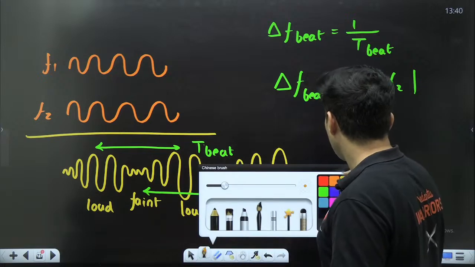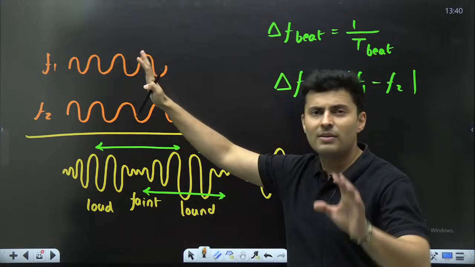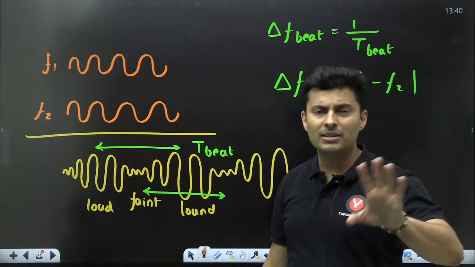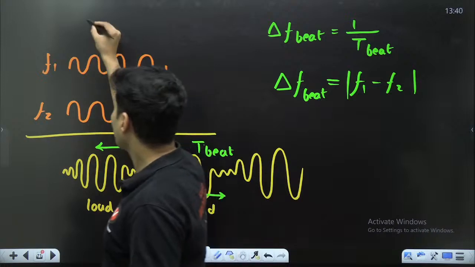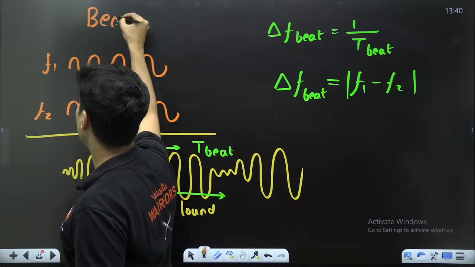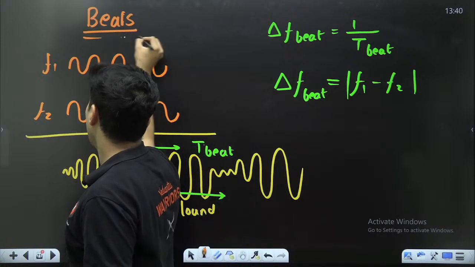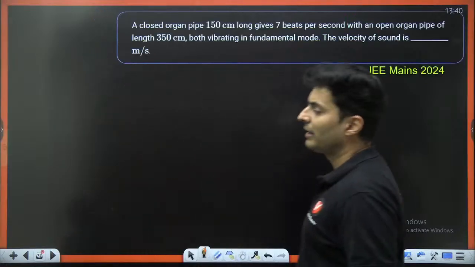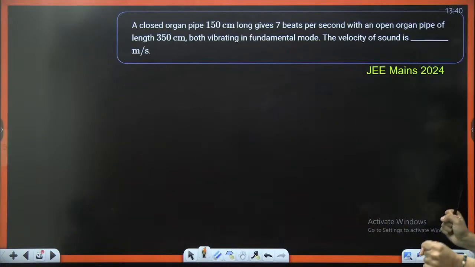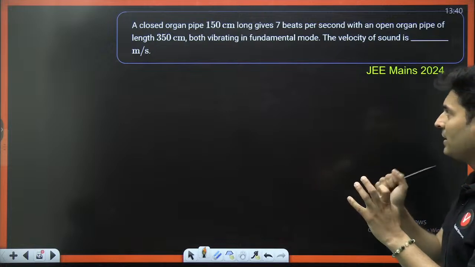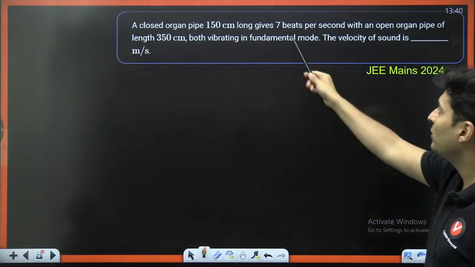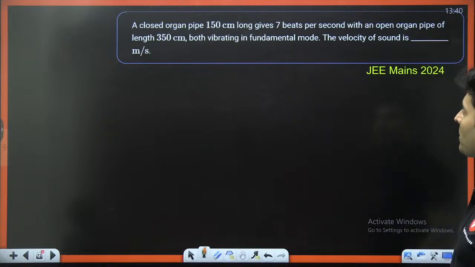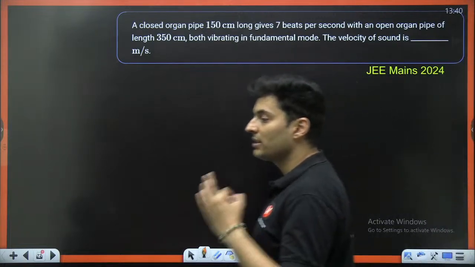This happens when the frequencies are very, very close to each other. Typically some 5 hertz, 10 hertz, 20 hertz difference, you can hear the beats. So this is your phenomenon of beats, and that is exactly the question asked over here. Two pipes are there, and their frequencies are close enough to each other. That's why you are getting 7 beats per second. The question is, what is the speed of the sound?